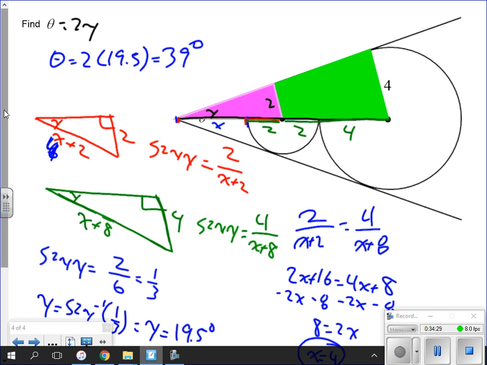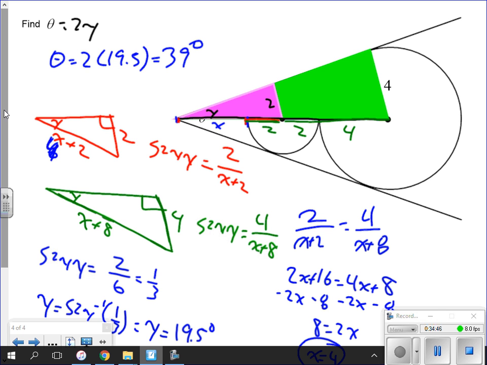Questions? Okay, when you're working these problems, break them down into parts. Take triangles, draw triangles, label the triangles, solve for the parts of the triangles you have. Figure out what you know, figure out what you don't know. Don't try to do the whole thing all at once. Break it into parts. It's a lot easier.